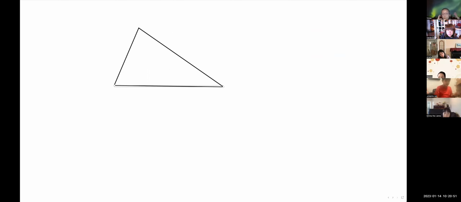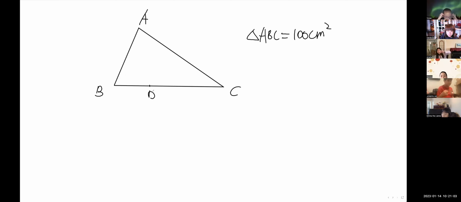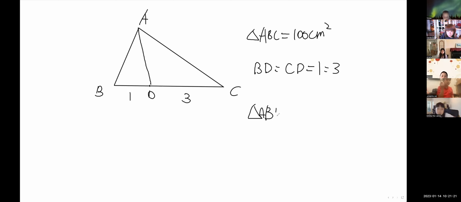Okay, so the next one is still the same triangle, but this time I'm not telling you what is a base, what is a height, and everything. I only know triangle ABC equals 100 centimeters square. And I have a D and cut BC into, this is 1 and this is 3. So BD to CD equals 1 to 3. Okay, so who can tell me the area of ABD and what is the area of ACD? Okay, everybody, 2 questions, very easy.